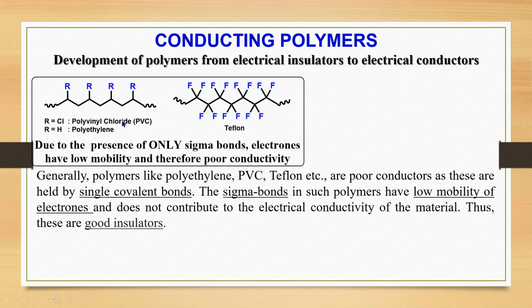...is due to movement of electrons. The electrons are held very tightly, so electrons cannot move. Now, they are good insulators also. Now think about it, that each of these sigma bonds has an alternate pi bond also.